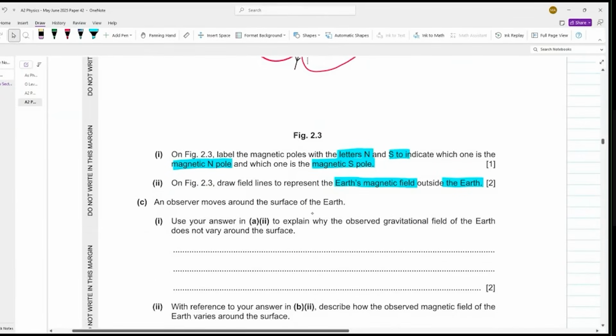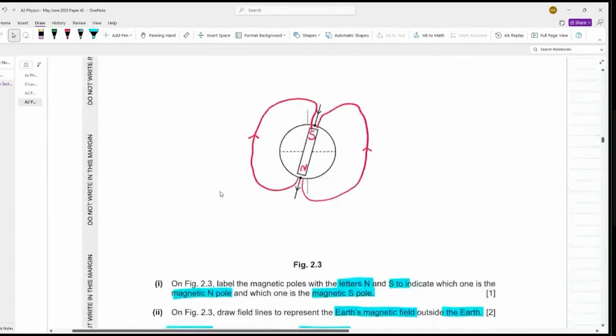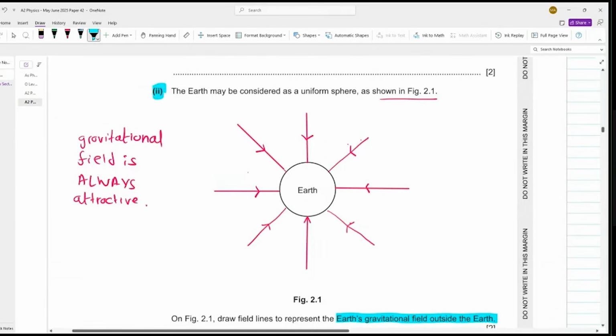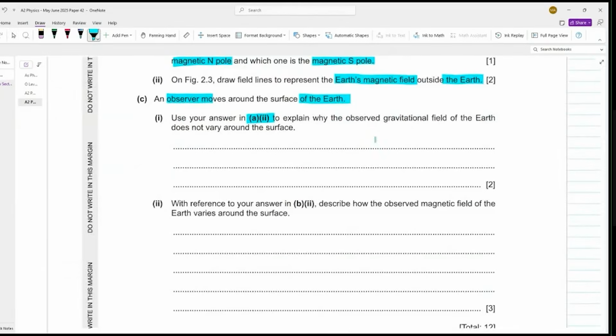An observer moves around the surface of Earth. So there is an observer who moves around the surface of Earth. Use your answer to A part 2. You have to use this answer to explain why the observed gravitational field of the Earth does not vary around the surface.